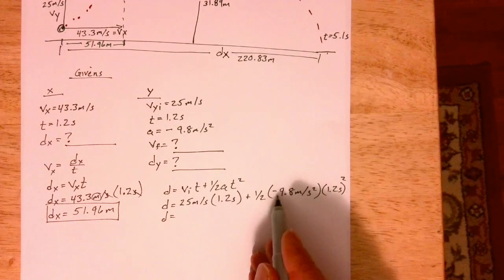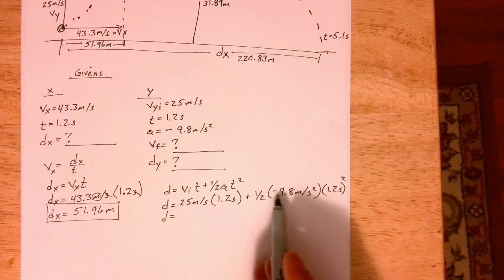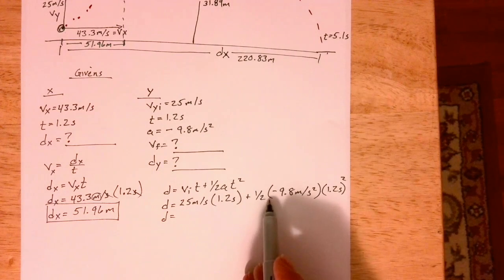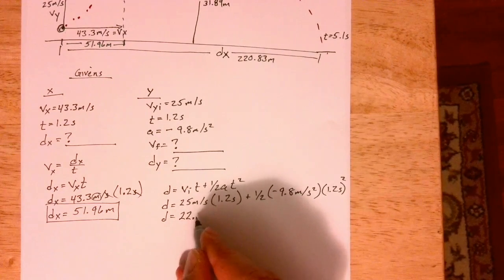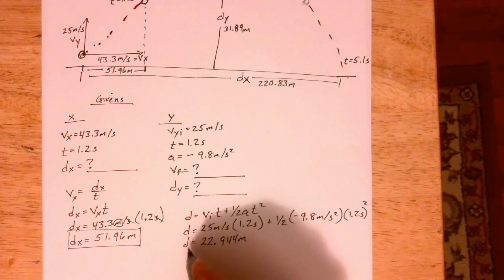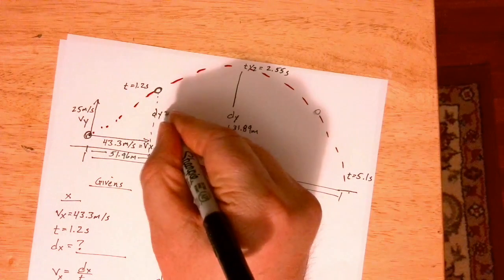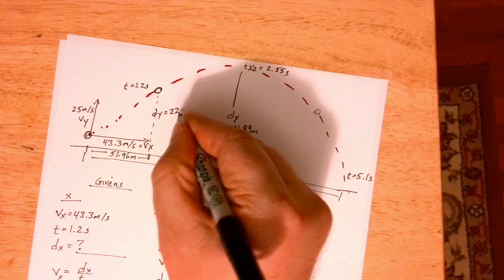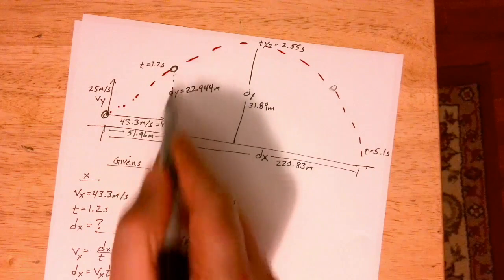Now make sure you leave this again as a negative value. So when you multiply these values together, because this is a negative value, these two values are going to be subtracting here. You'll end up getting a value of about 22.944 meters. So that's the distance in the y direction. That's this value right here. The d sub y is 22.944 meters. So that'll tell you how high it is.